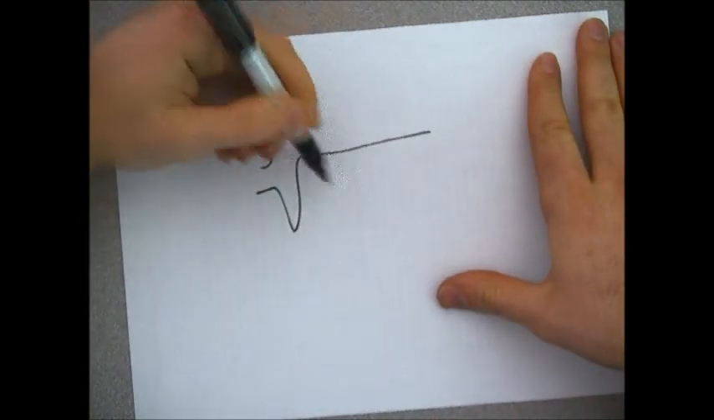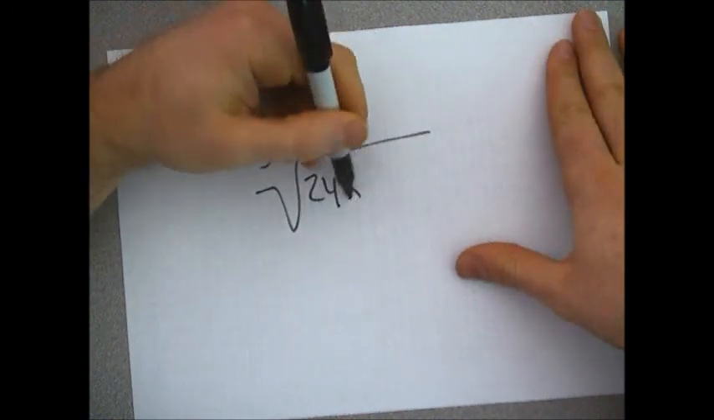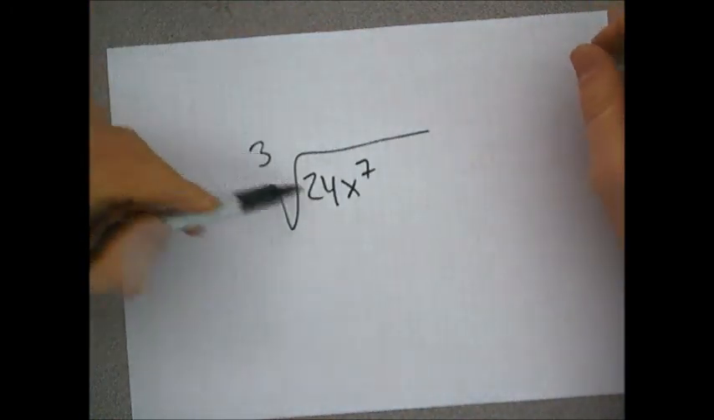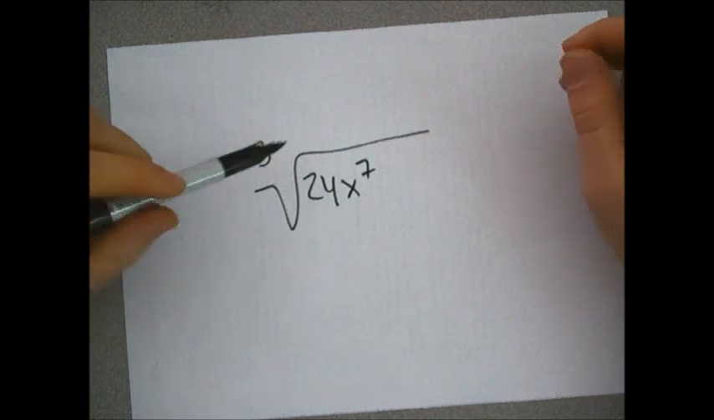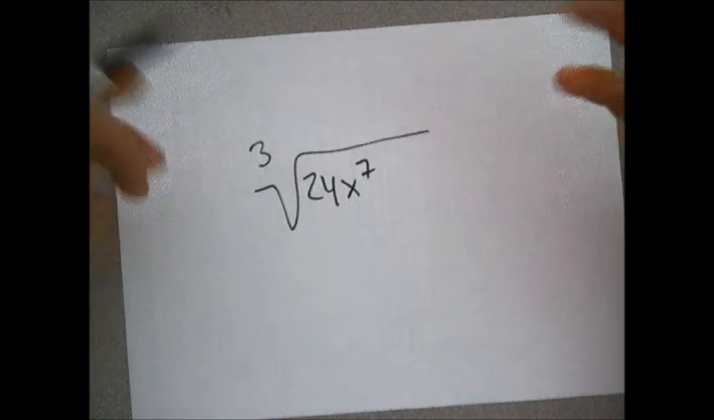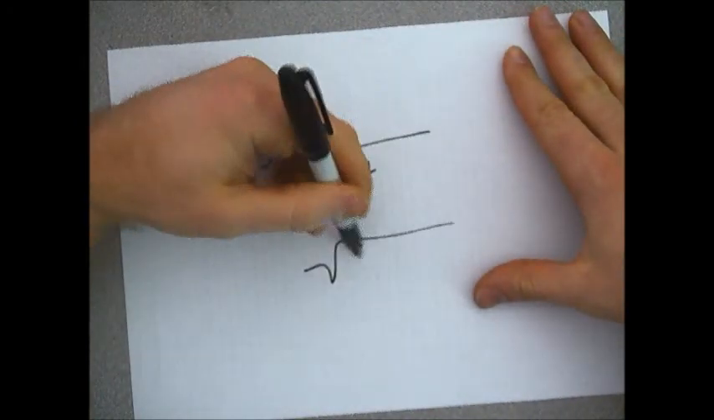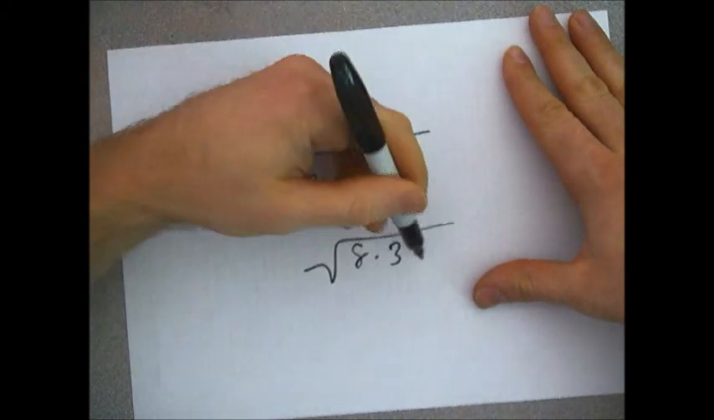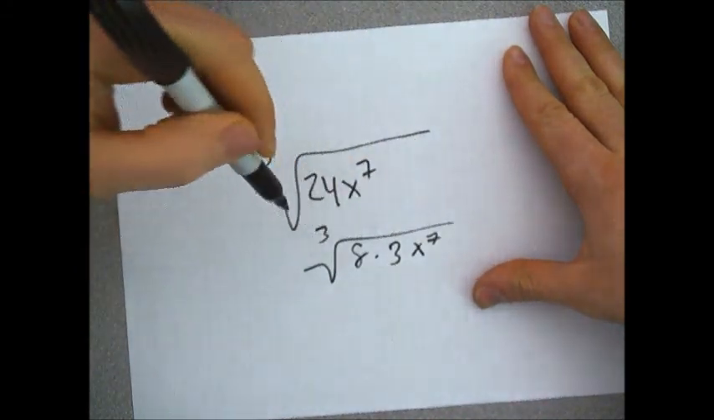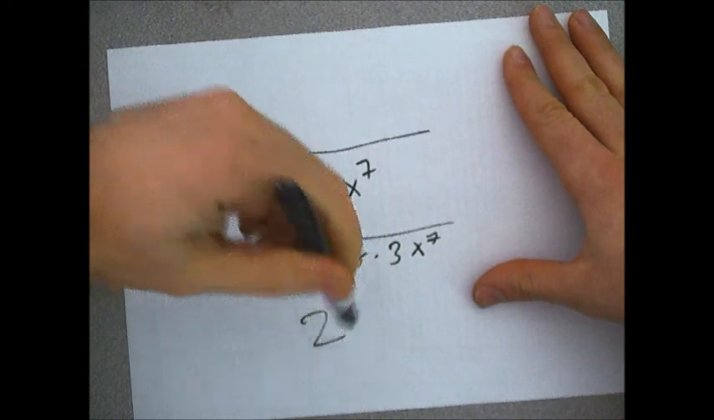Number 6. Cube root of 24 x to the 7th. So cube root of 24. The perfect third root that goes into that is 8 times 3 x to the 7th. Cube root of 8 is 2.